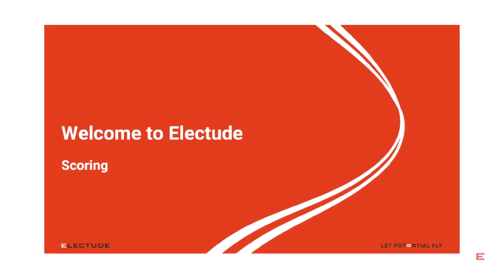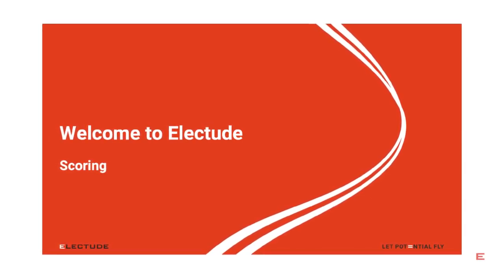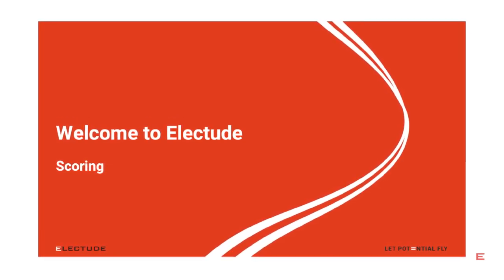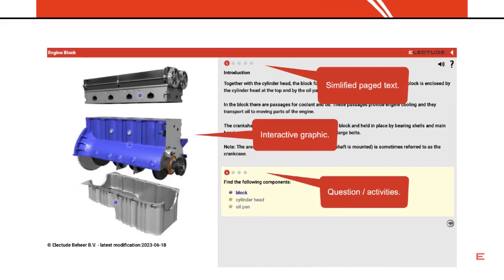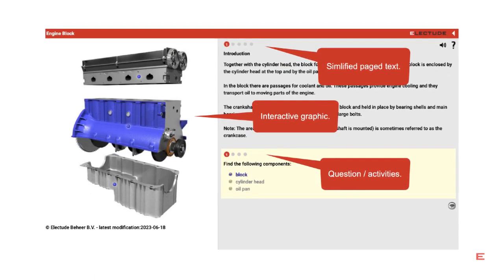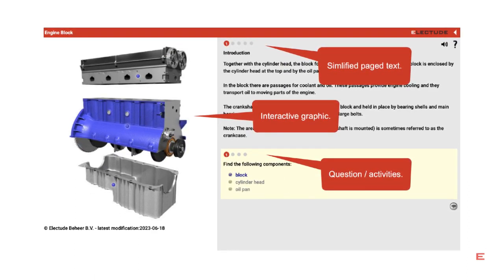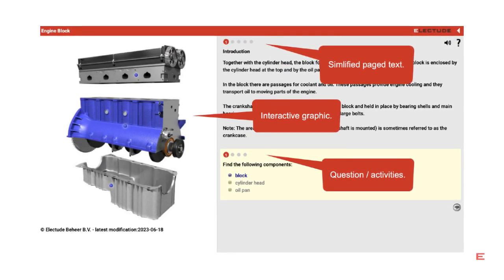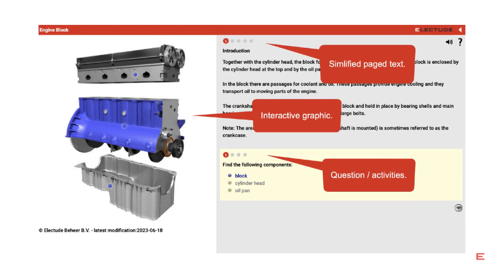In this tutorial, you'll gain insight into how Electude lessons and quizzes are scored, as well as a few tips to help you succeed. Electude lessons are comprised of simplified paged text with interactive learning elements. Each page includes a series of questions or activities for the learner to work through.